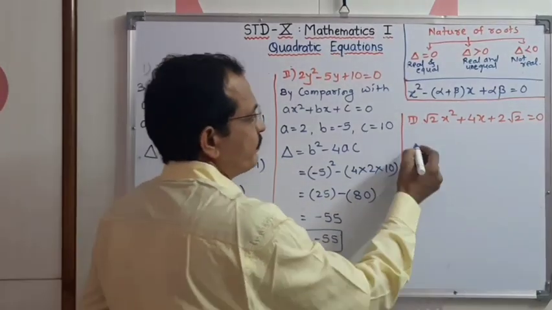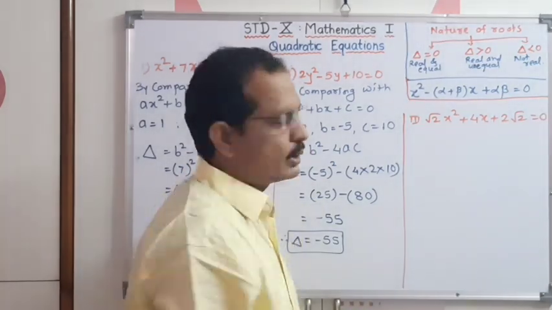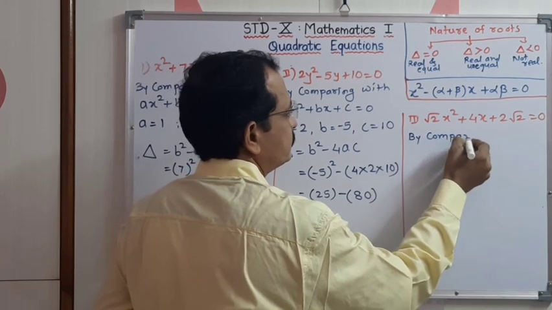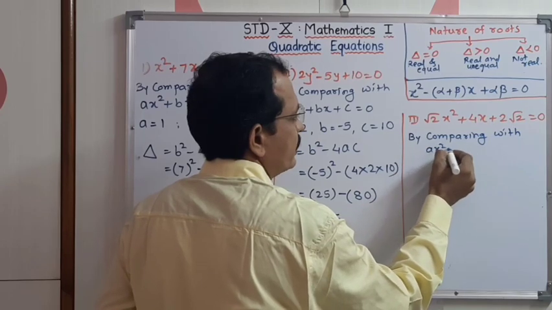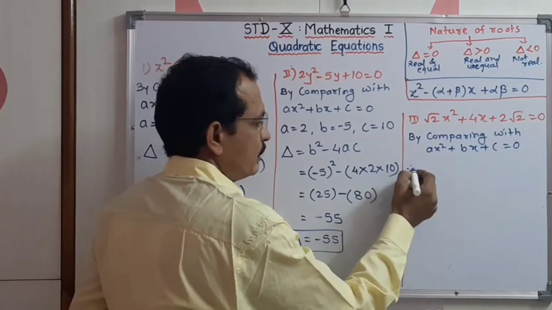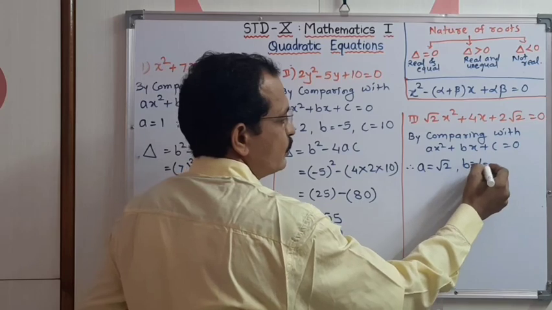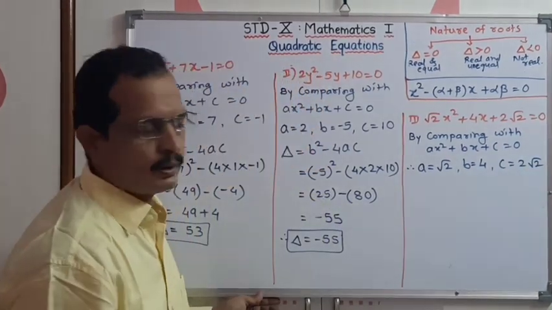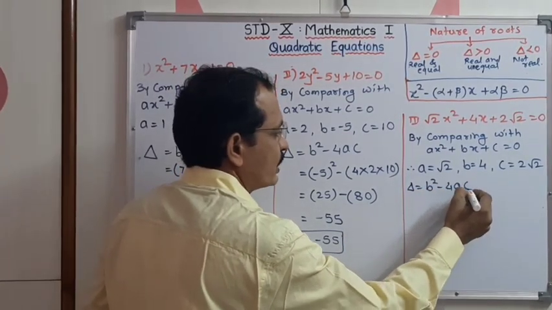See the third one. Root 2 x square plus 4x plus 2 root 2 equal to 0. Therefore by comparing with ax square plus bx plus c equal to 0, we can write a is equal to root 2, b is equal to 4 and c is equal to 2 root 2. Now delta is equal to b square minus 4ac.